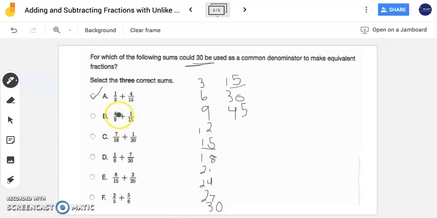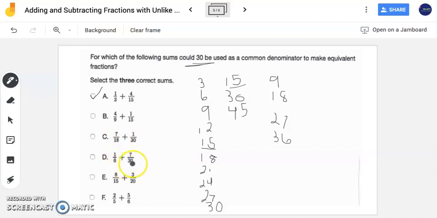Now I have 4/9 plus 1/15. Well, I know 30 is a multiple of 15. However, is 9? Let's see. 9, 18, 27, 36, so there's no way I see 30 in this column, so 30 cannot be used here as a common denominator. Here we have 18 and 30. Well, 18 times 2 is definitely not 30, so we can't use that either.